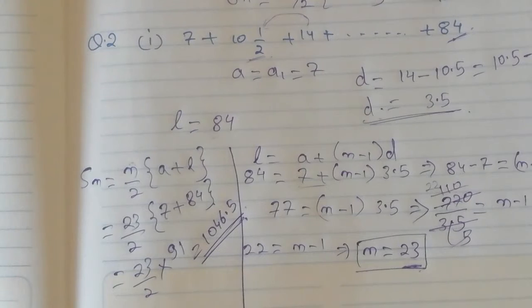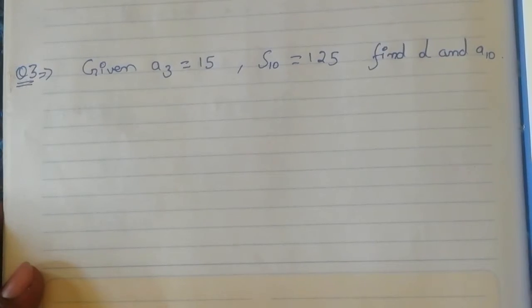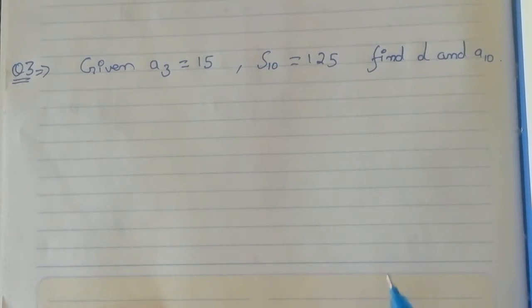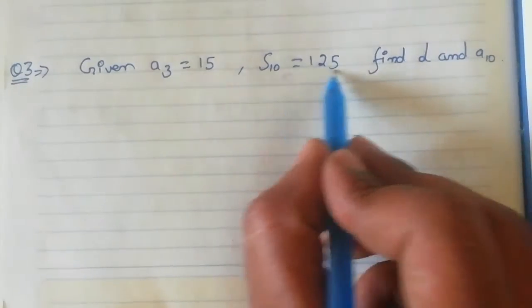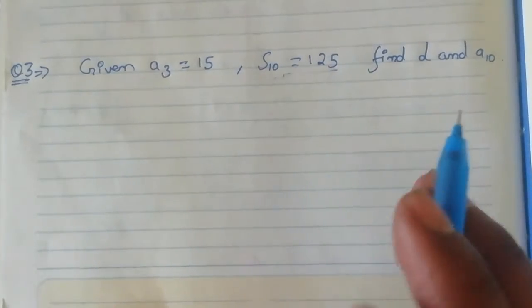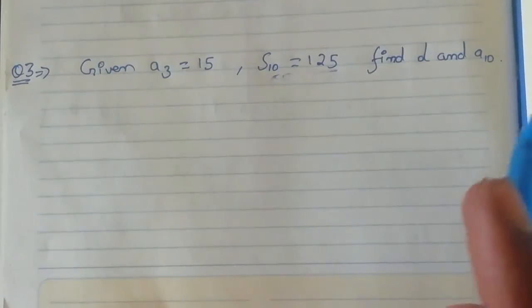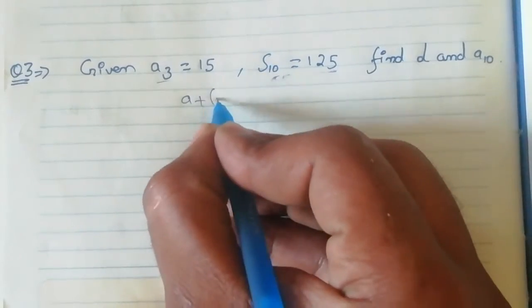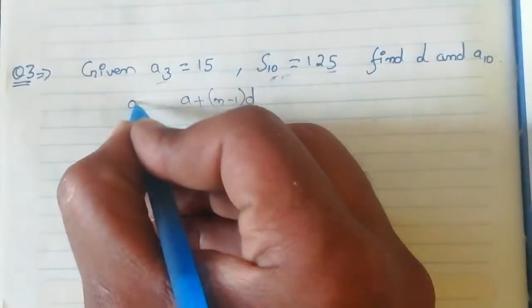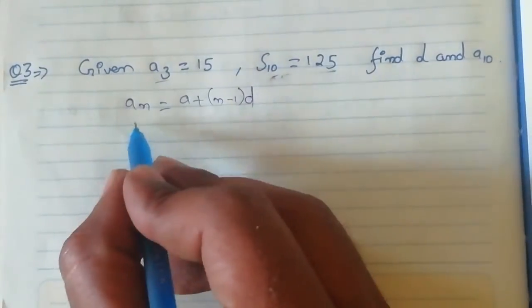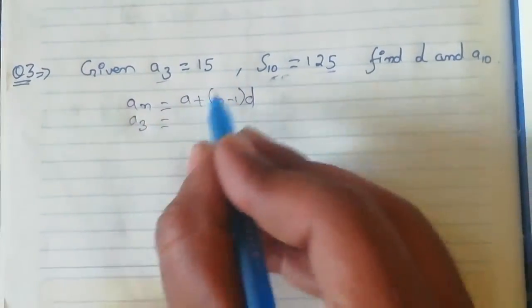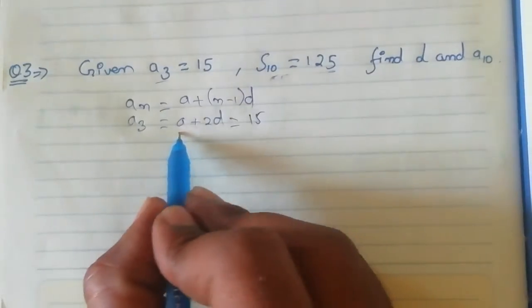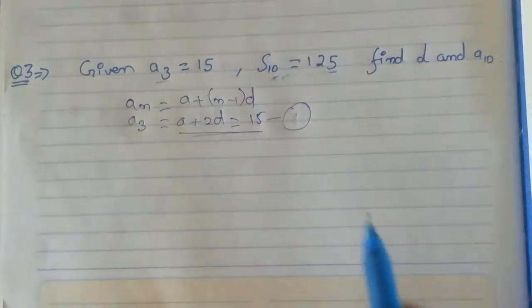Okay, now let's move to another question. This is question number 3 of your exercise. Here we have the third term, 10th term, look, sum of 10 terms. As 10 means n is 10 here. So first of all, the third term can be written as a plus n minus 1 into d, a_n. Here n is equal to 3, so a plus 2d is equal to 15. This is our equation number first.